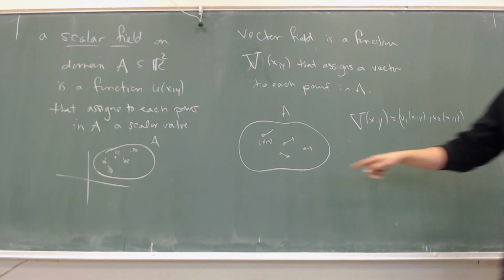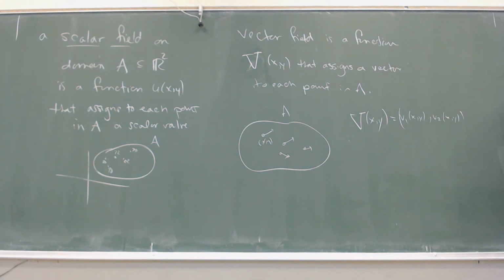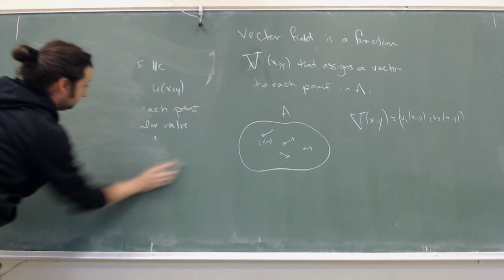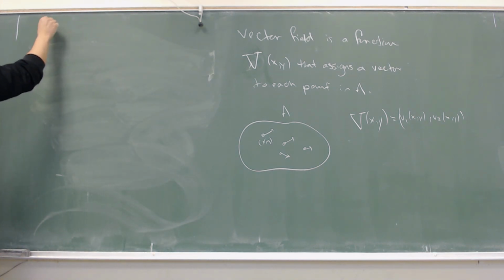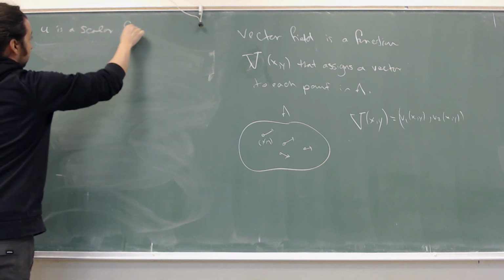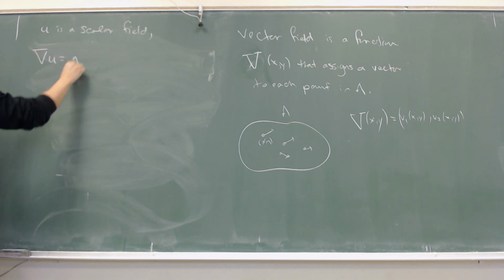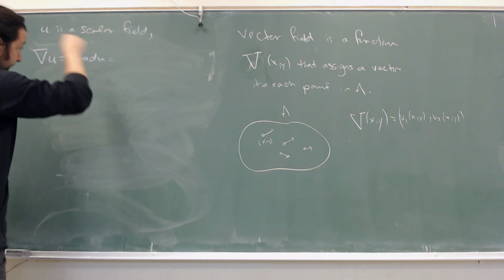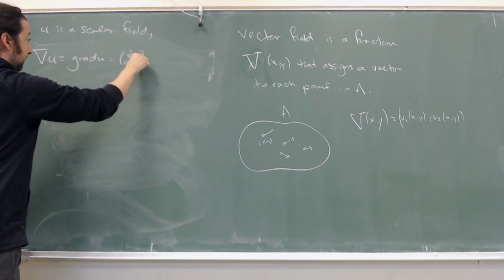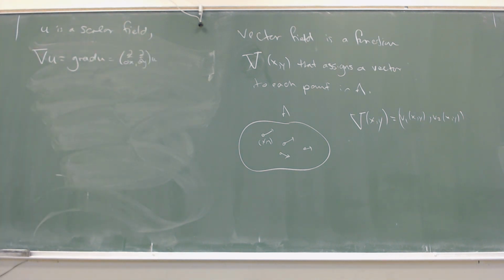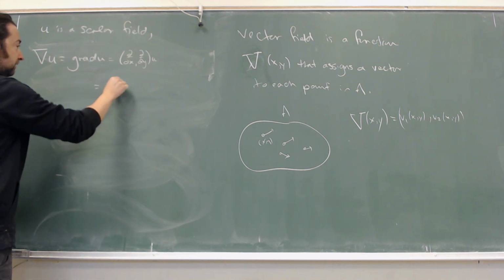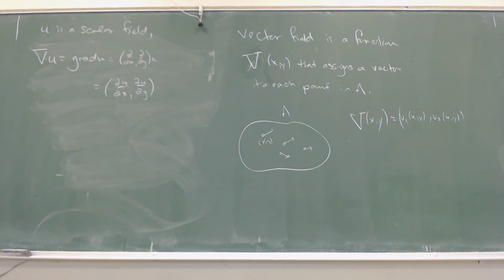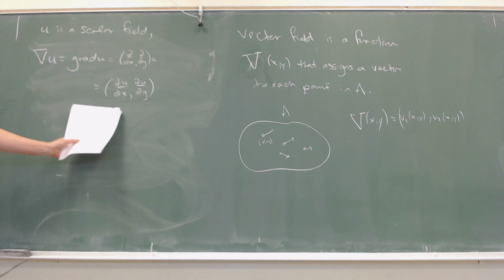So the natural way of starting with a scalar field and getting a vector field is to use the gradient operator. Remind you that if U is a scalar field, then the gradient of U, which is also written grad U, which is also written d by dx, d by dy, U, is equal to the vector du dx, du dy. So this is a vector field because this eats x's and y's but spits out vectors.